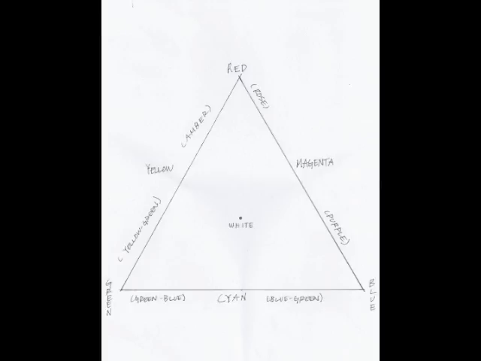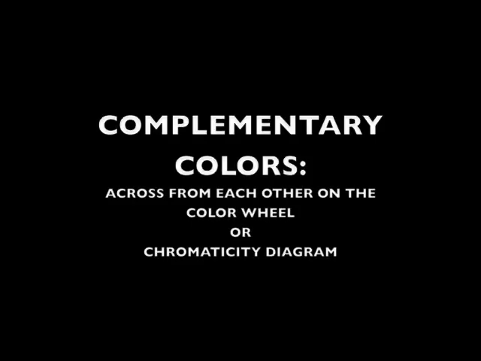So we can look at the chromaticity diagram to define our next term, which is complementary colors. So complementary colors are colors that mix to white, and those colors are across from each other on the chromaticity diagram. So the complementary color of red is going to be cyan, the complementary color of green is going to be magenta, and the complementary color of blue is going to be in the yellow amber range. So those complementary colors are across from each other on the color wheel or chromaticity diagram, and those complementary colors mix to white.